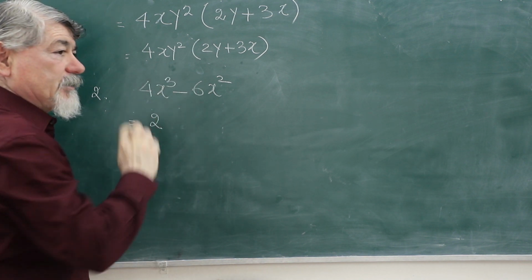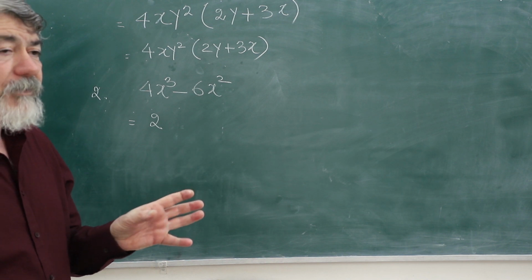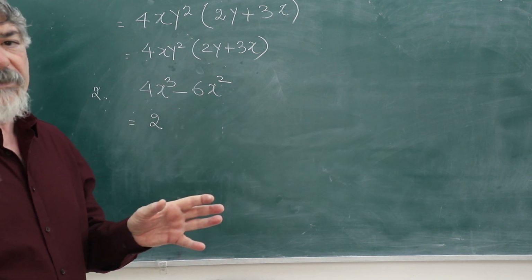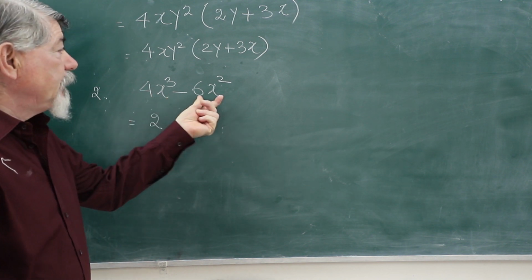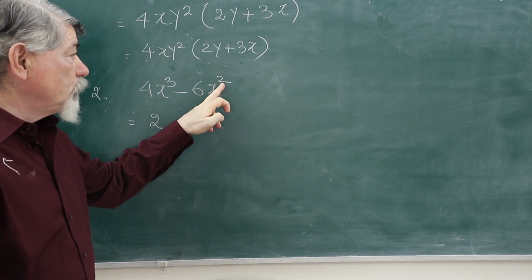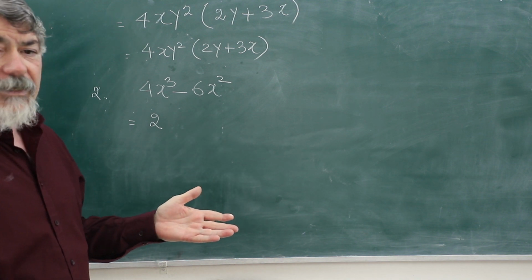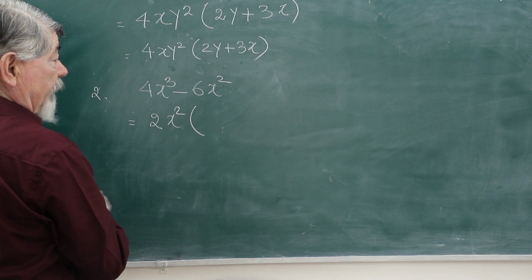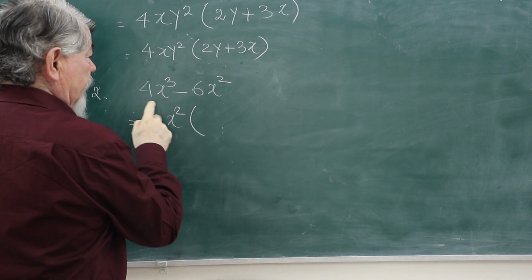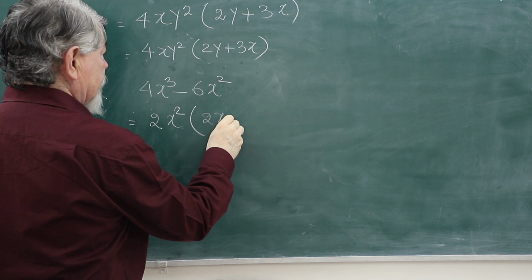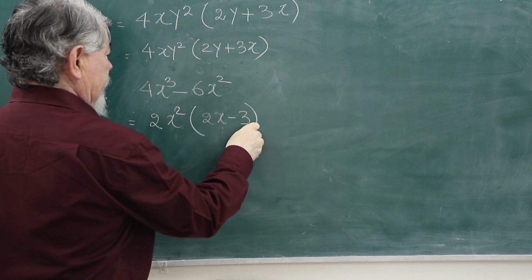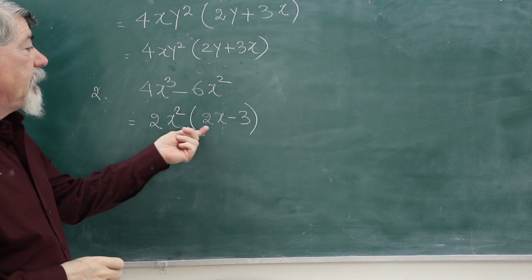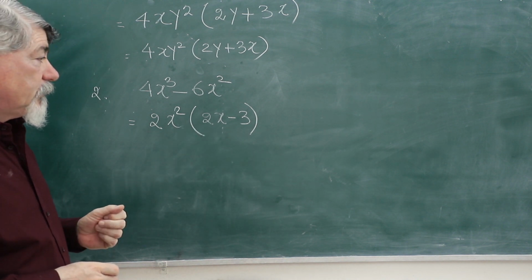Out of x cube and x square, the variable with the lower power is taken out common. For example, it is x cube, it is x square. The lower power is 2. So we can take that out common, x to the power 2. What will be left? If I divide it by 2x square, it will be 2x and minus 3. So the factors are 2x square into 2x minus 3.